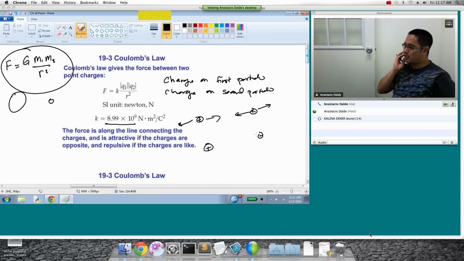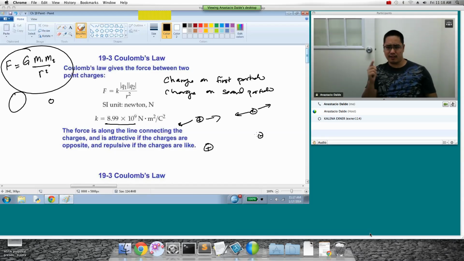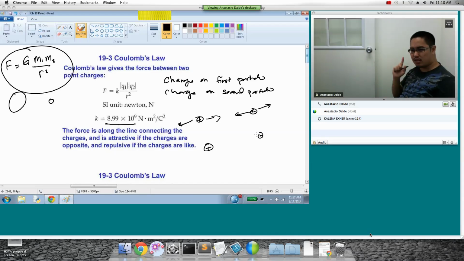Where would they collide? Would they collide right in the middle? Would they collide closer to the proton or closer to the electron? Proton goes in there. What do you think, Kalana? The electron. Okay, what do you think? Proton. I got the boys over here saying proton. I've got the girls saying electron. The answer is it's actually the proton.